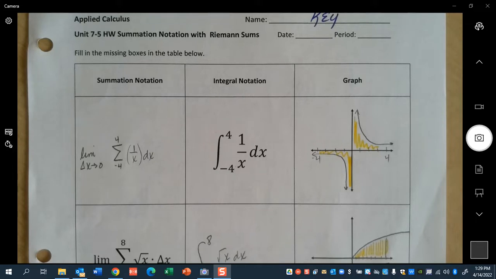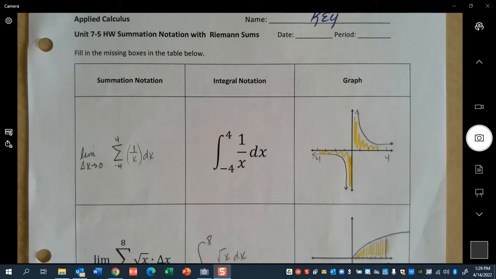This sigma means the summation of. So we're adding up all the little rectangles, and those rectangles are the result of however wide our rectangles are, and then the output of the function represents that height. So our function here is an inverse variation function.